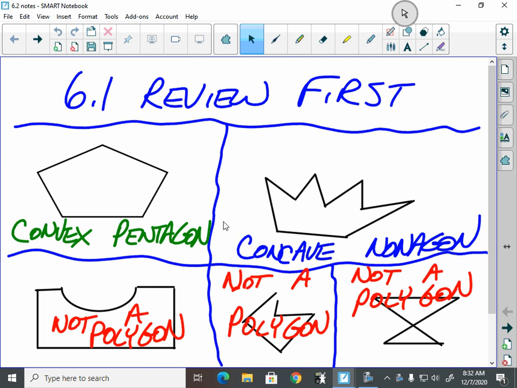This isn't a polygon because there's a curve. This isn't a polygon because there's a gap. This isn't a polygon because the lines cross. Get it? Got it. Moving on.